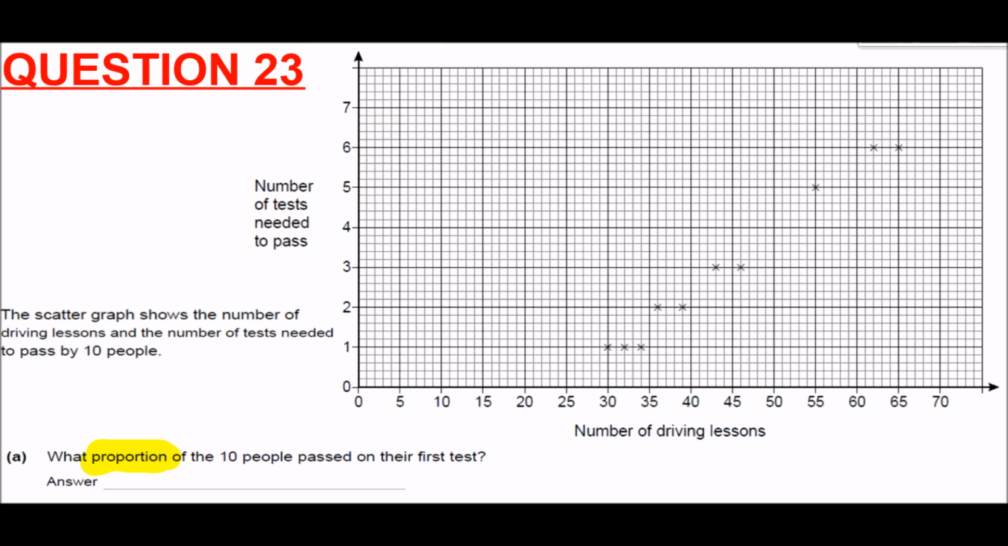So on the first test, what we need to do is find what the first test would be. The first test means the number of tests that particular person needed to pass would be 1. And so what we need to do is have a look at how many passed on the first time. So if we just follow the graph over, you'll see that there's 3 different people who passed first time. So the answer to this first one is 3.